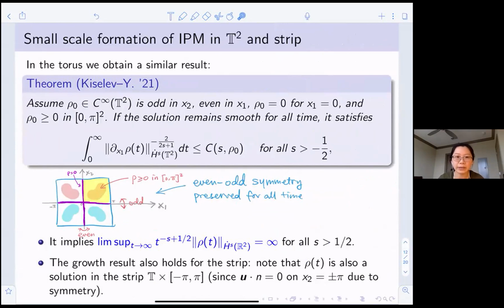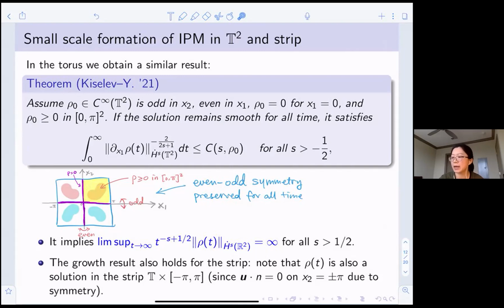And if we are having the periodic torus, then we will see that things are slightly different. In this case, we are still able to prove some growth result, although in different Sobolev spaces. Namely, we add some additional constraint on the initial data. Not only do we set it to be odd in x2, but we also let it be even in the x1 variable. And this odd-even symmetry is preserved for all time. And for this little yellow square here, we set the initial data inside here to be non-negative.